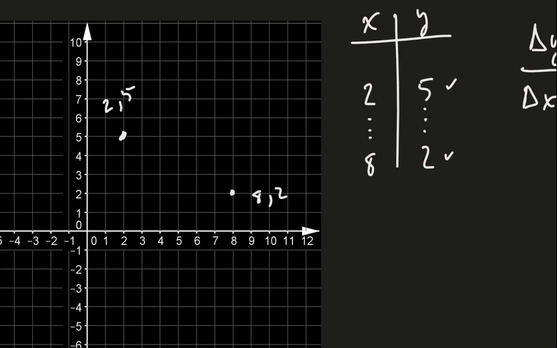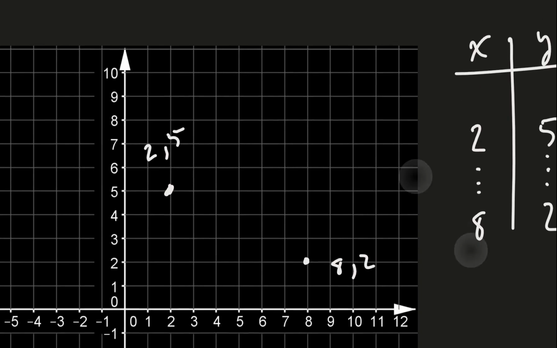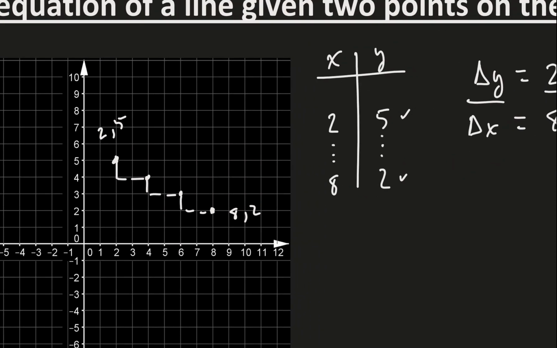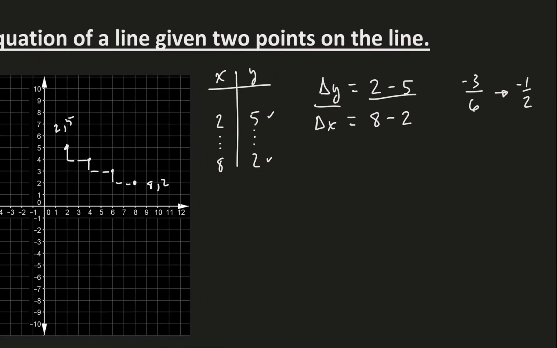So come back and look at the graph. If I go down 1 unit and over 1, 2, it should be on that same line. Down 1 over 2, I'm on the line, down 1 over 2, and then I do hit that point. I think that's a nice way to organize your work, just looking at this table of values. My change in y is negative 3, and my change in x is 6, so my slope is negative 1/2.